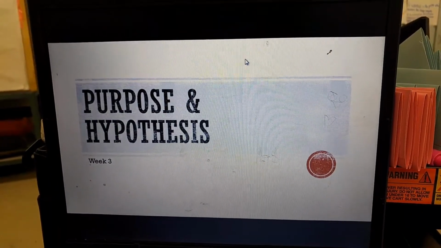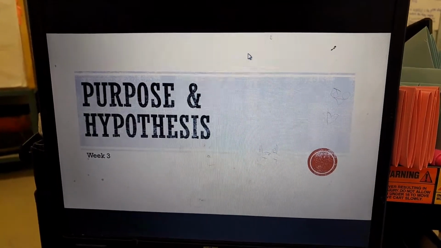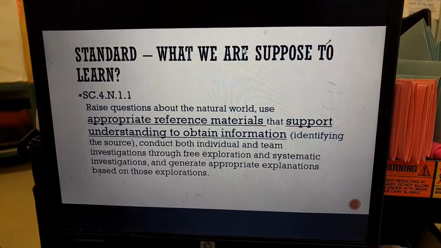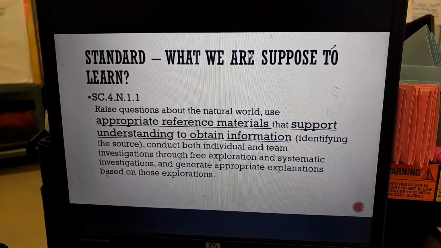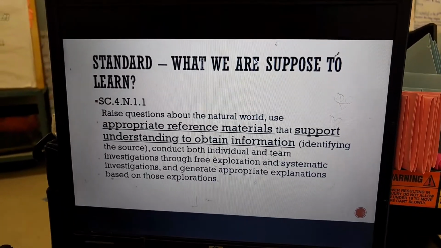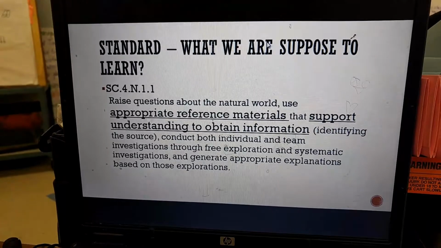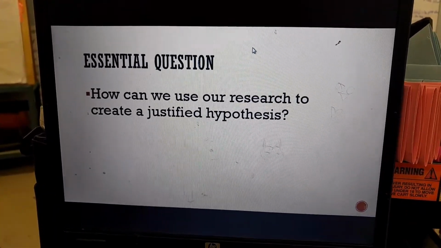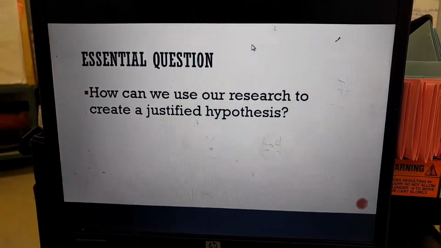Today we worked on purpose and hypothesis. It's week 3 for our STEM Fair. So the standard we worked on, what are we supposed to learn? Again, we are using appropriate reference materials that support an understanding to obtain information. Our central question is, how can we use research to create a justified hypothesis?